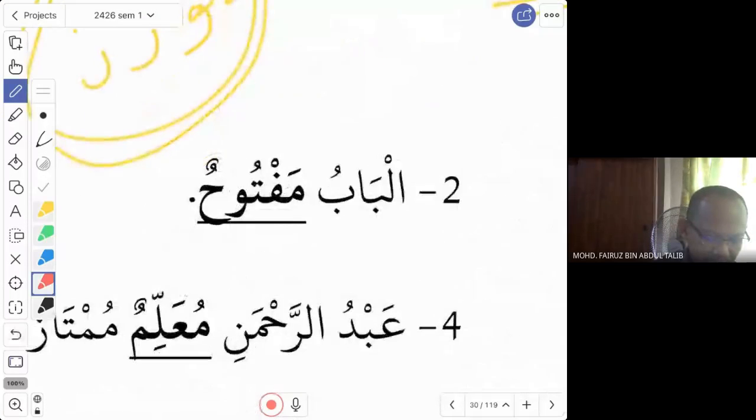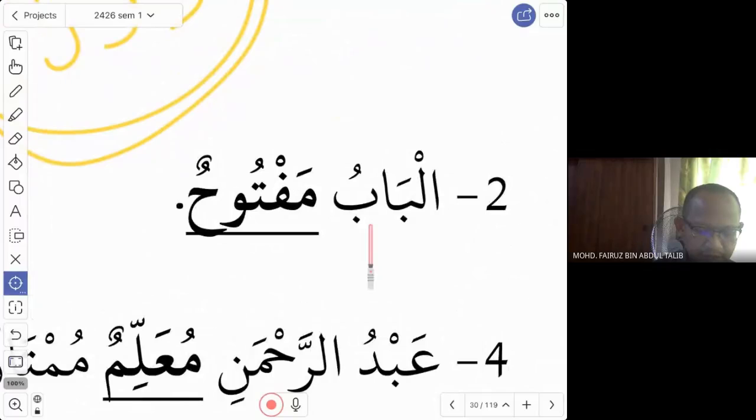Number 2: Al-babu maftuh. Now we have this word, Al-bab, the door. The door is open. When something is open, you call it maftuh. What is the wazan? Can you guess the wazan? We have not seen this wazan before, but can you guess it? How do you guess? Maf'ulun. Okay, good.